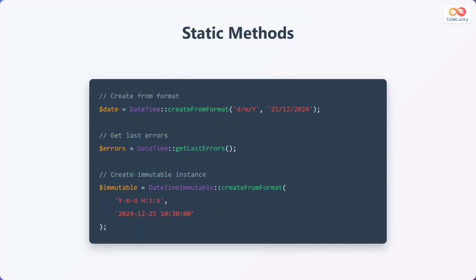The DateTime class provides several static methods for common tasks. createFromFormat creates a DateTime object from a string with a specified format. getLastErrors returns an array of errors that occurred during the last DateTime operation. DateTime Immutable is an immutable version of the DateTime class.